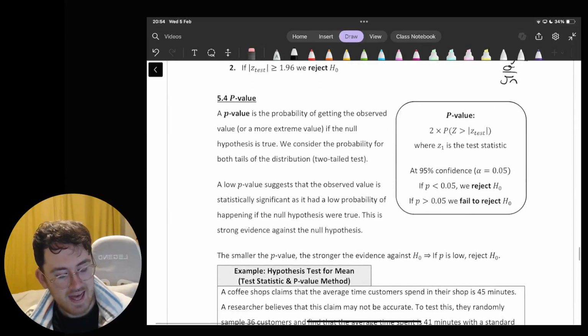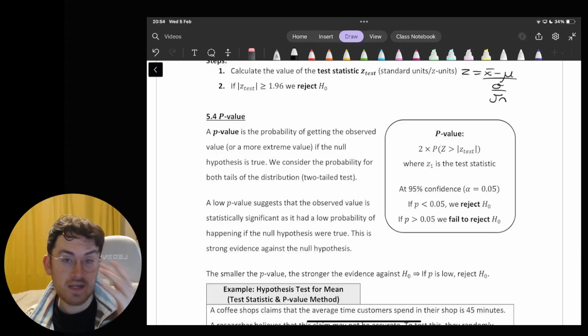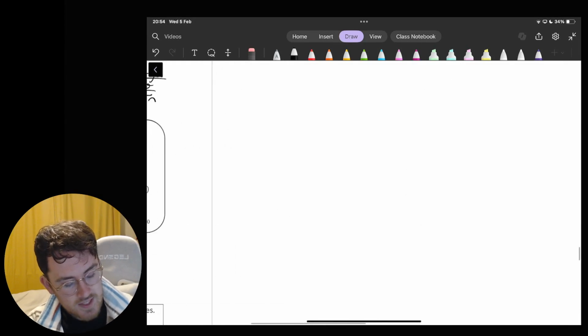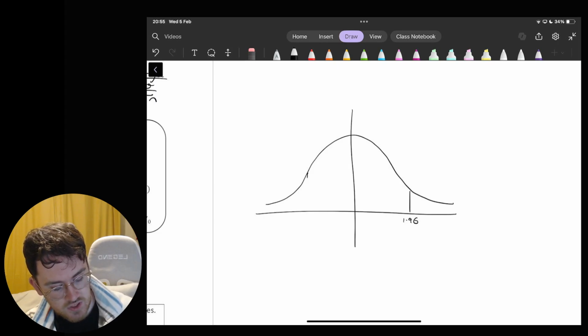But looking then at the last type of test, which is very closely related to that, a p-value is basically the probability that is associated with that test statistic. So based on what I've said already, if I have a standard or normal distribution here, and we have say 1.96 here, which is what we're saying we're allowing up to, 1.96.